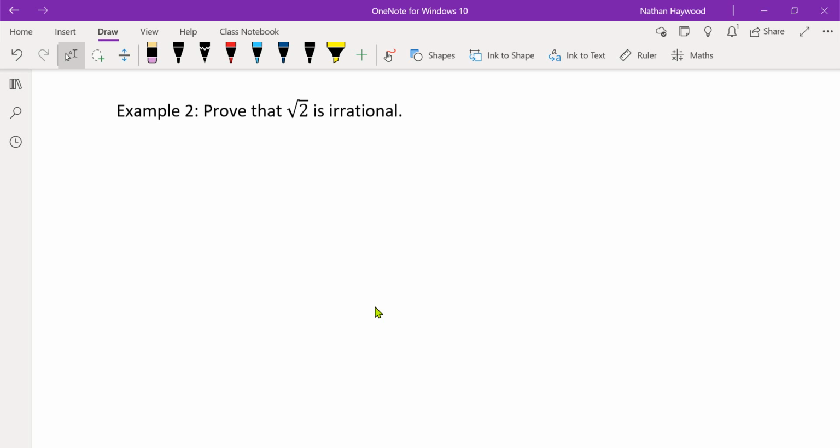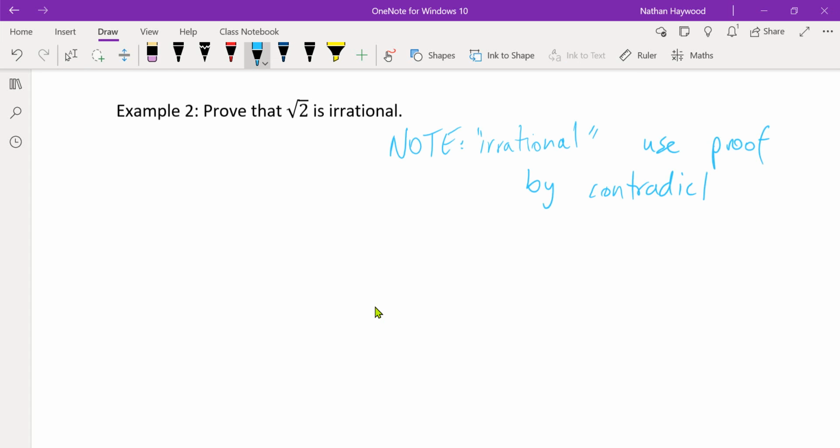So if you have a proof that involves the word irrational, it's a hint. It's telling you to do proof by contradiction. If you don't know what proof by contradiction is, you can check out one of my other videos, or it's simply just doing the opposite of whatever the proof is asking you to do. So we assume that the number is actually rational.